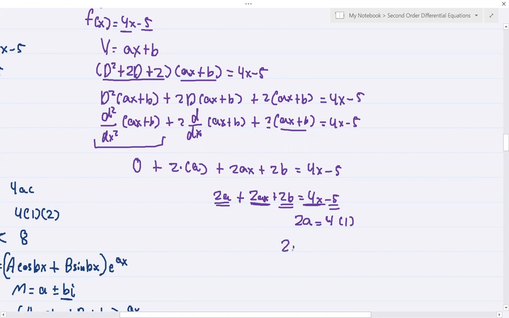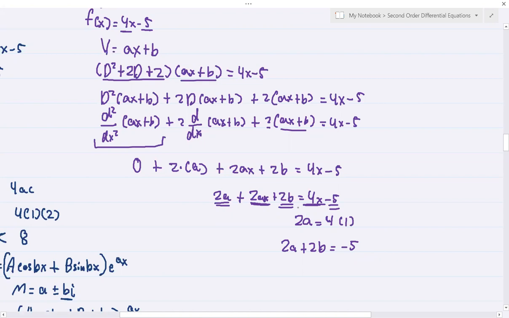So on the left side, we have 2a plus 2b, and there we go. So we have 2a plus 2b is equal to negative 5. So again, how did I come up with this one?